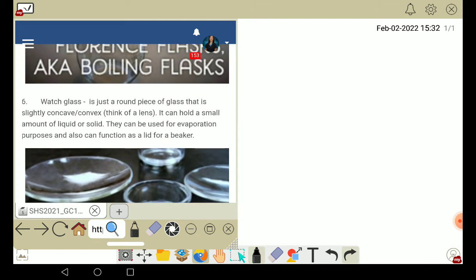The sixth one is what we call the watch glass. A watch glass is like a small saucer, but smaller in form, and of course it is transparent. It is just a round piece of glass that is slightly concave or convex. Think of a lens. It can hold a small amount of liquid or solid. So they can be used for evaporation purposes and can also function as a lid for the beaker.